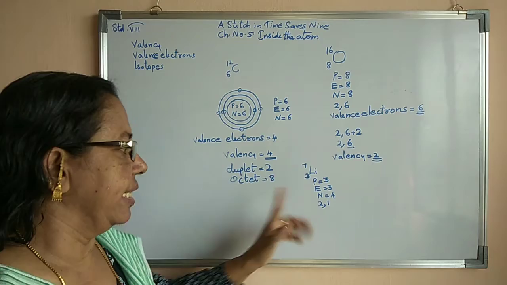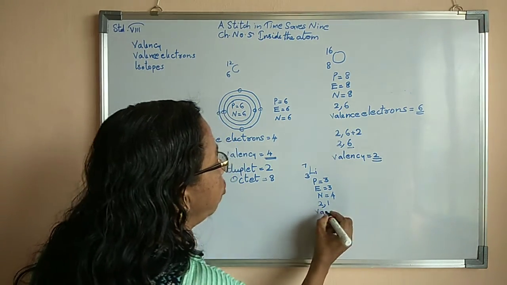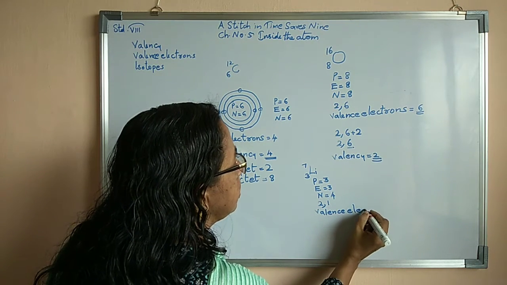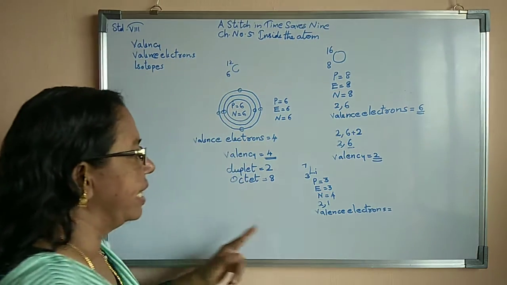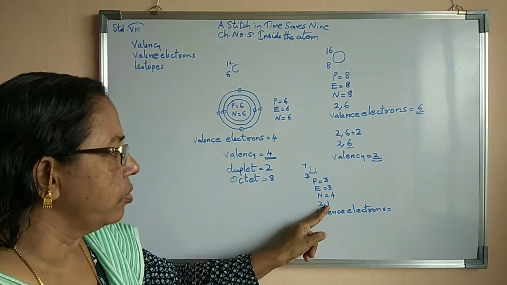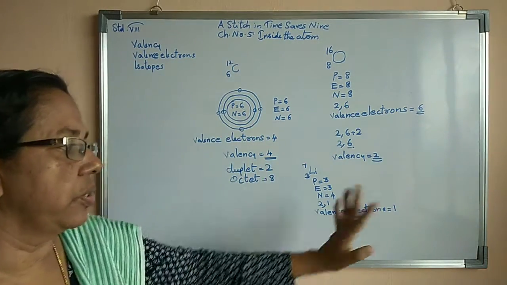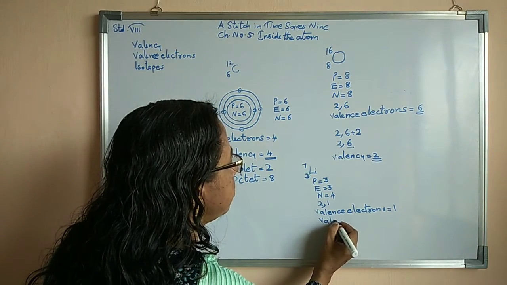Now in this case, what will be its valency? Now valence electrons also we can write here. Valence electrons means outermost orbit has how many electrons? So here outermost orbit has 1 electron. So we can say that valence electron is equal to 1. Now we are finding the valency.